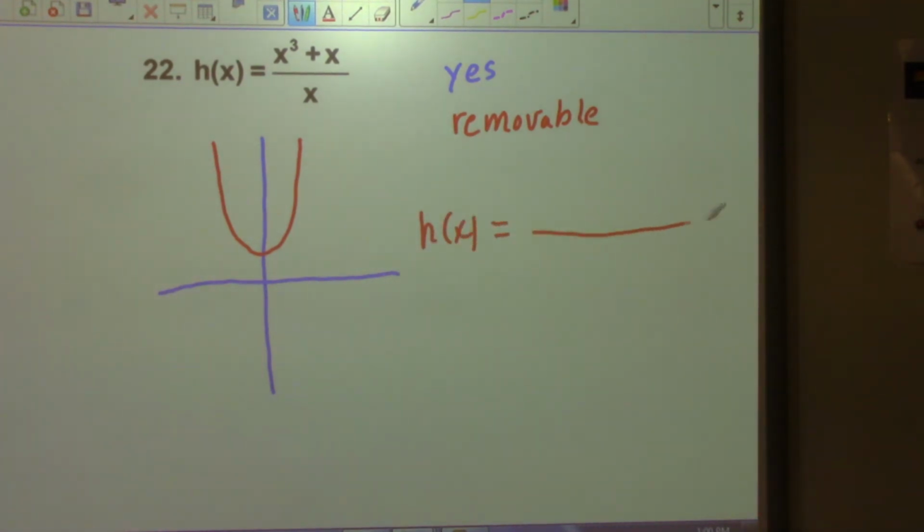How do we do that? So we put this x down here. What do we do up on top here? What is your common factor up here? X, right? So it's x, and then x squared plus 1. So what does the graph of this function look like? Exactly like that, right? Looks exactly the same. But we know we're going to get an error when we enter the original function in.